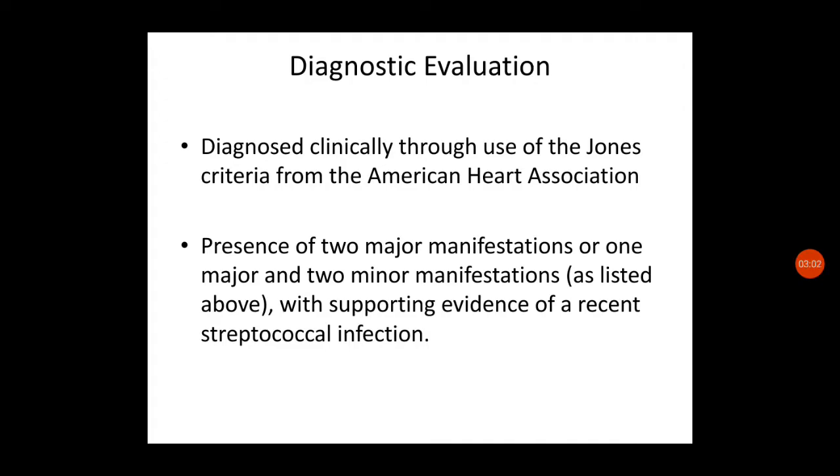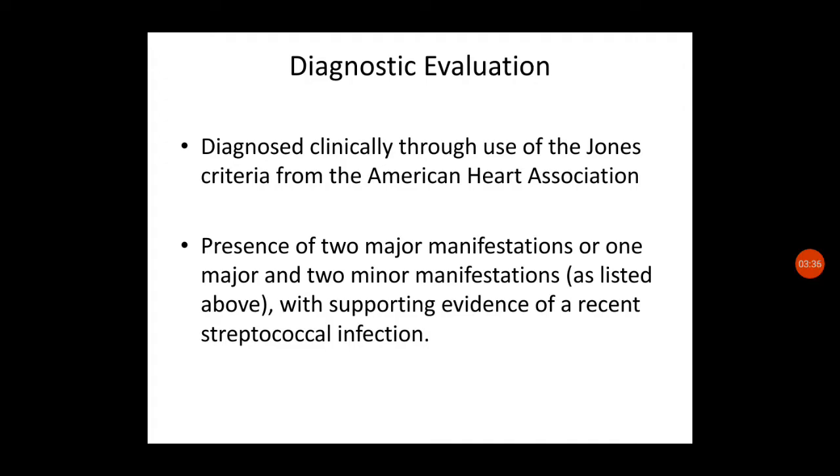So according to Jones' criteria, if there is presence of two major manifestations or one major and two minor manifestations along with supporting evidence of a recent streptococcal infection, that is essential criteria, we can make a diagnosis of rheumatic fever. That is two major manifestations plus essential criteria, or one major plus two minor plus essential criteria. So this gives the picture of rheumatic fever.